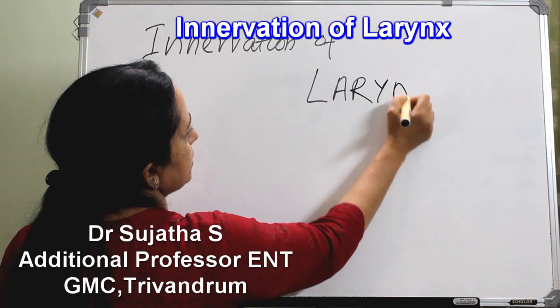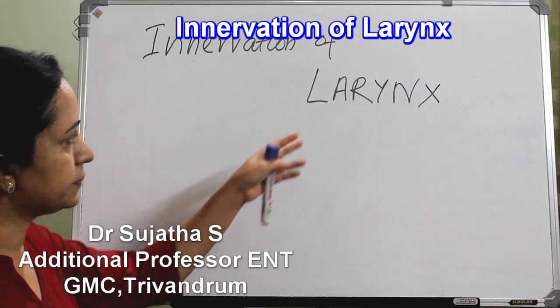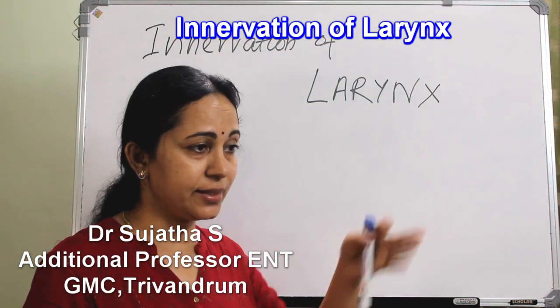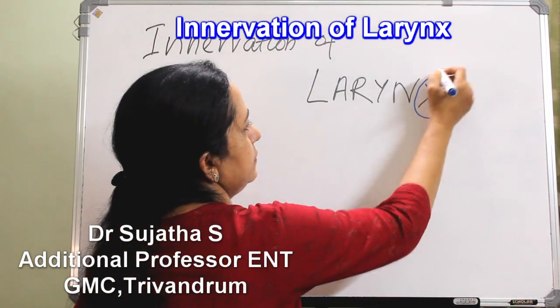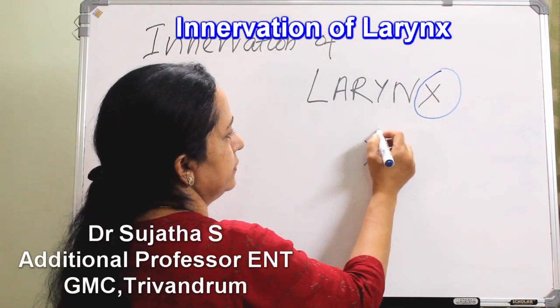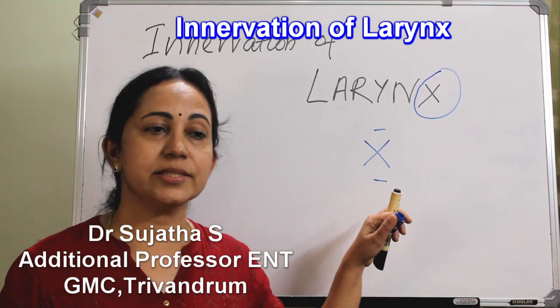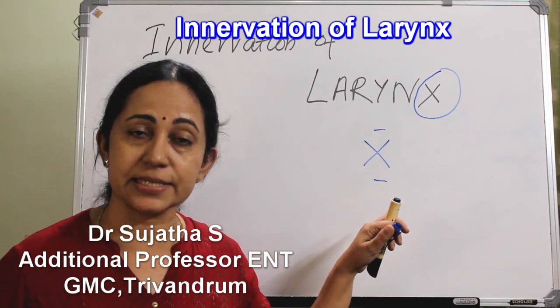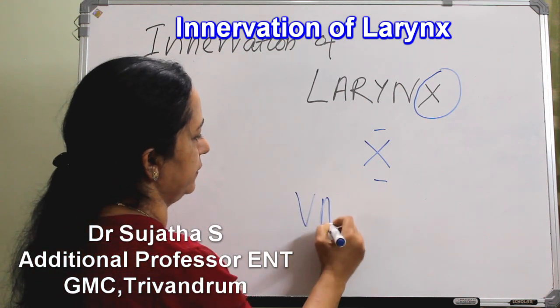Which nerve supplies larynx? That is hidden inside the name larynx itself. And this larynx is supplied by which nerve? 10th nerve. So the larynx, both muscular and sensory supply is from 10th nerve or the vagus nerve.